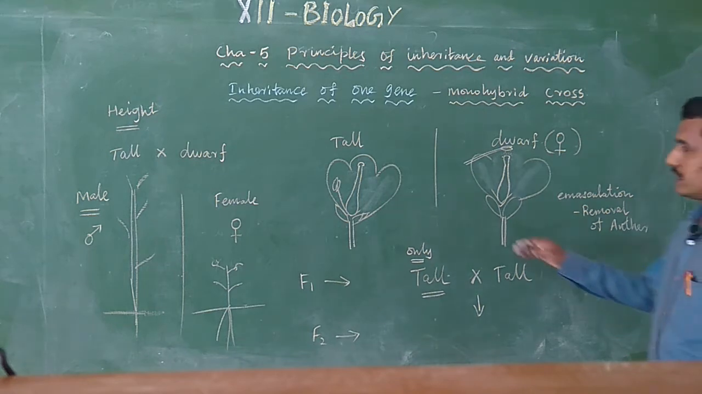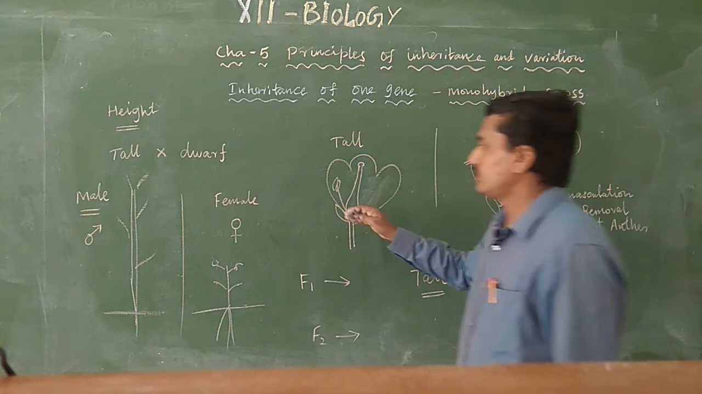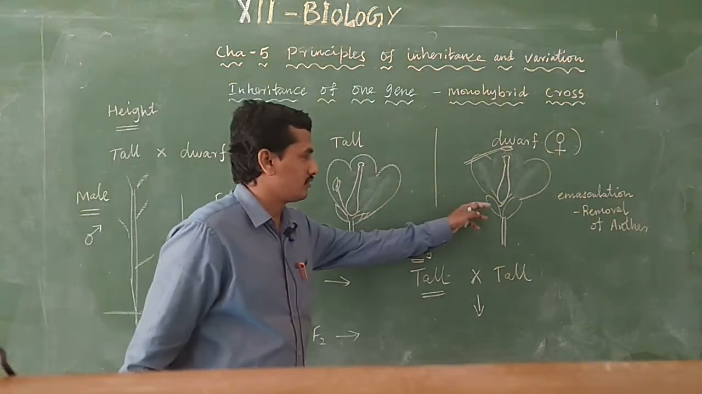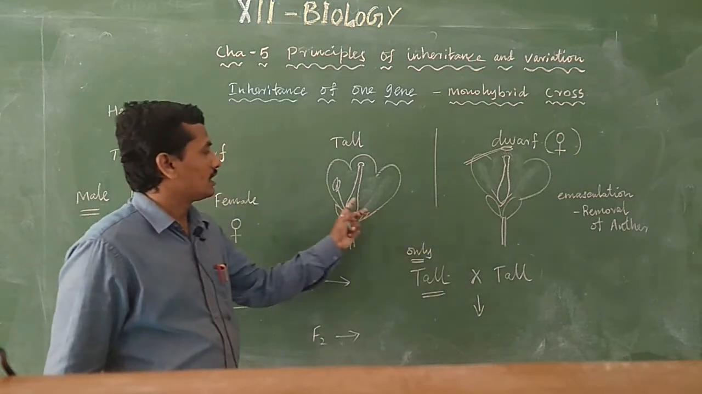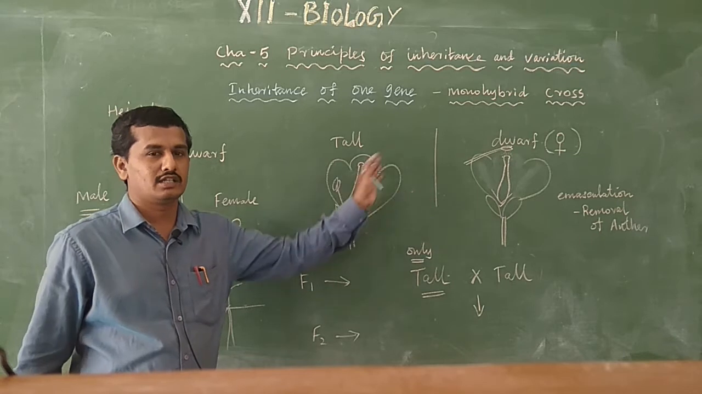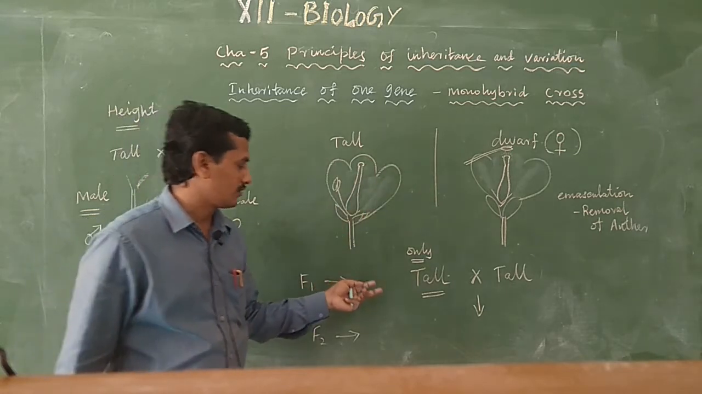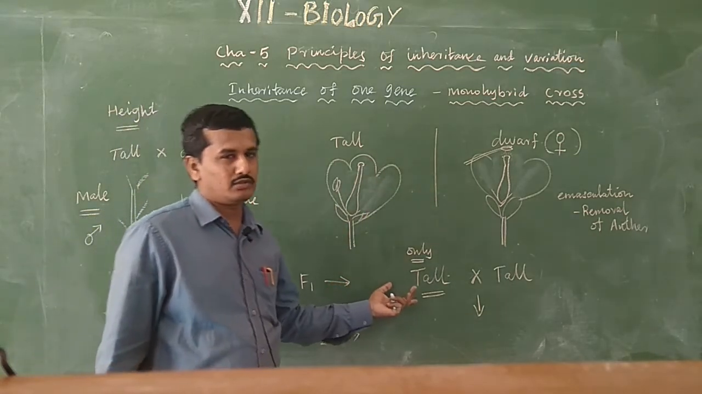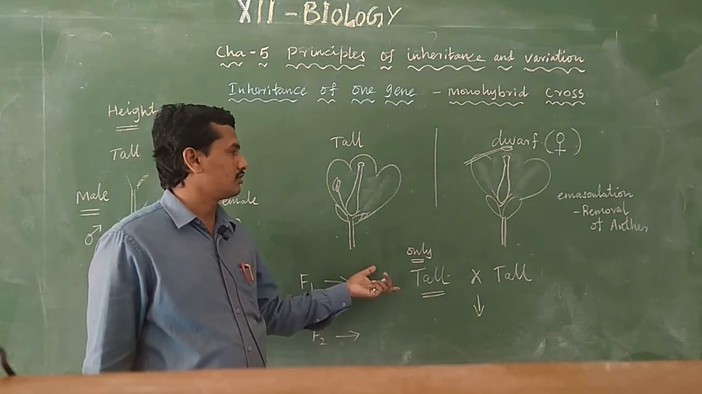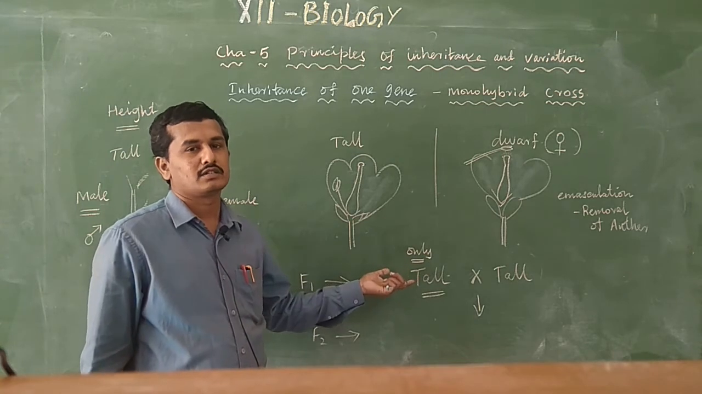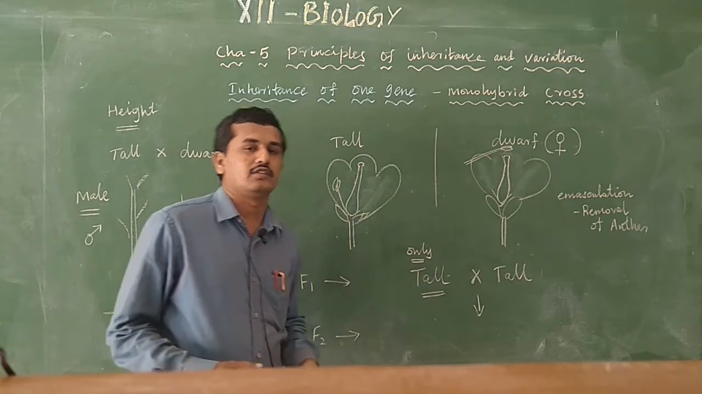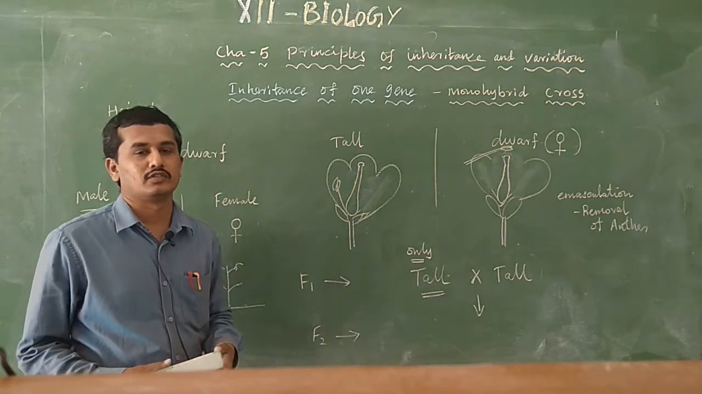In Mendel's experiment, the tall plant in the parents acts as the male and the dwarf acts as the female. In hybridization, after emasculation, bagging and cross-pollination, F1 plants are produced. F1 plants are tall because tallness is dominant. Dwarf is not expressed in F1, so dwarfness is recessive according to Mendel.